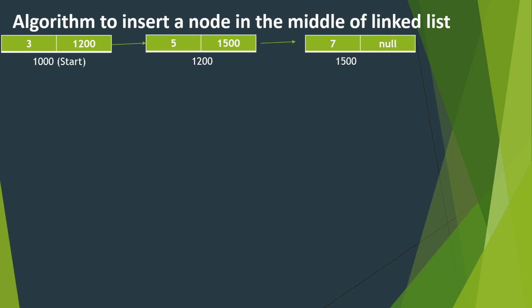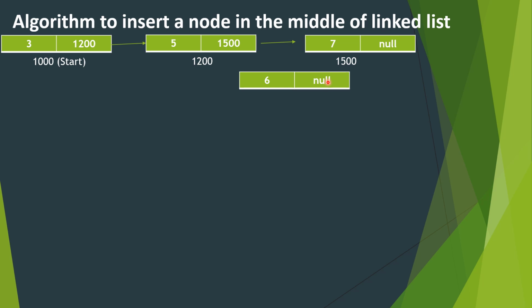Suppose we have a linked list with 3 nodes and now we want to add a new node at the third position, meaning after 5 and before 7. So a new node will be created. Suppose we want to add 6 in the new node, so the data part 6 will be stored, and because it is a newly created node, the link part will be null.